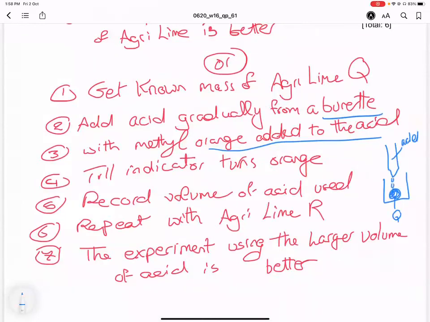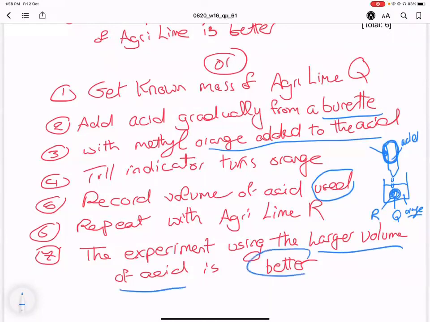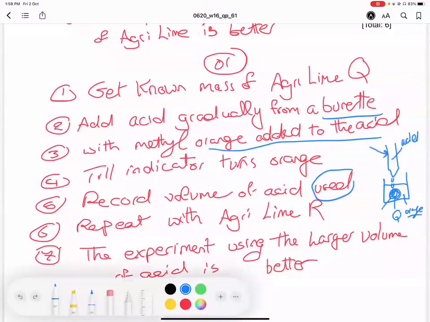Okay. Neutralization takes place as soon as the acid hits the agri-lime and reacts with it. He starts adding the acid until the indicator in the beaker turns orange, which means that all the agri-lime is neutralized. He records the volume of acid used and then repeats the same experiment with R. If one of the agri-limes consumed a larger volume of acid, it means that it is a stronger one, or that it's more concentrated, or that it neutralizes a larger volume of acid. So the experiment using the larger volume of acid is better. Those are the two ways to solve the experiment.